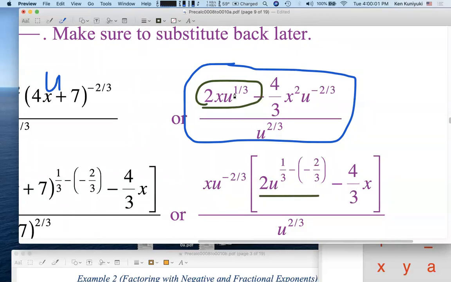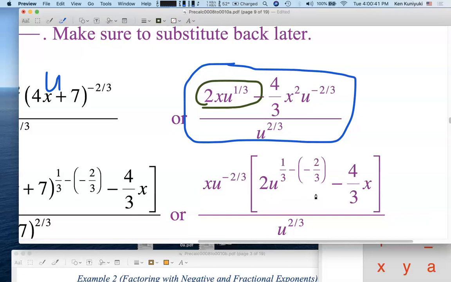Now, u to the 1/3 divided by u to the negative 2/3. When we factor, we divide. When we divide powers of u, what do we do with the exponents? We subtract them. We started with u to the 1/3, right? We take away negative 2/3, the exponent out here. So we started with 1/3, we take away negative 2/3. When we divide powers of u, we subtract the exponents. So u to the 1/3 minus negative 2/3.